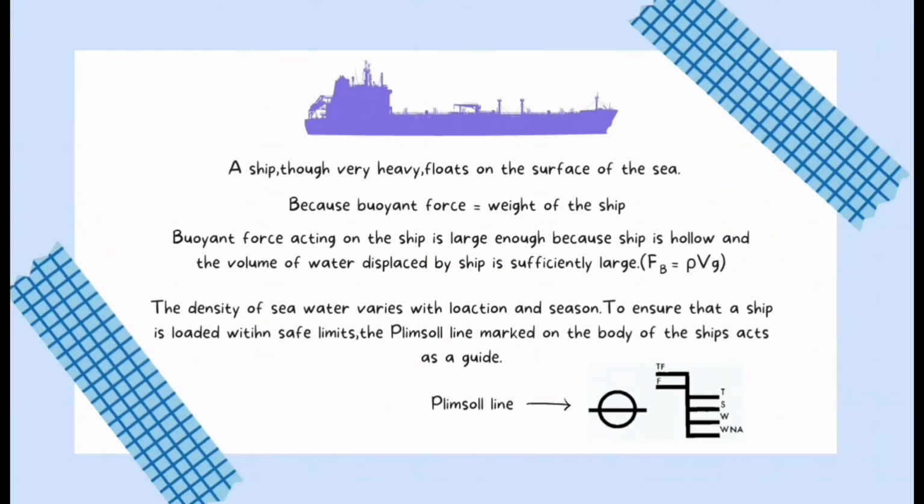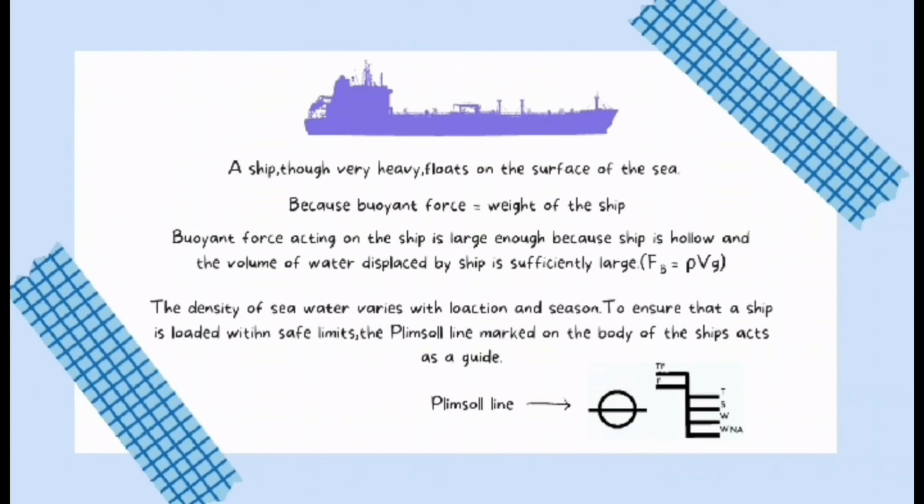If we look at the anatomy of a ship, it is not made from solid pieces of steel. Instead, the inside of a ship is actually hollow and filled with air. As a result, the weight of the ship is equal to the buoyant force acting on the ship. Hence, the ship floats. In order to make sure the ship is loaded within limit, the Plimsoll line is marked on the body of the ship.